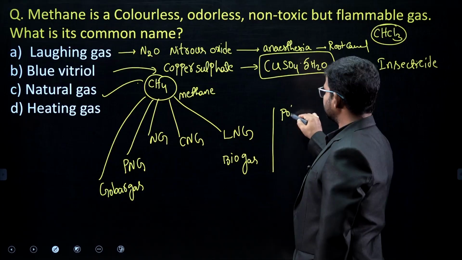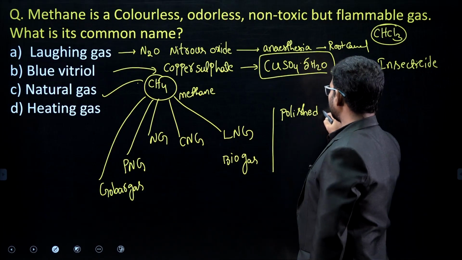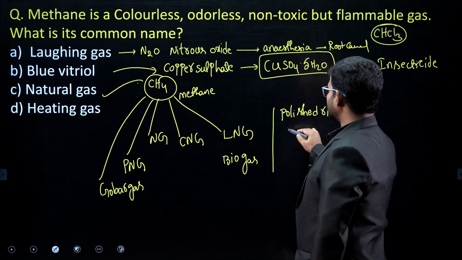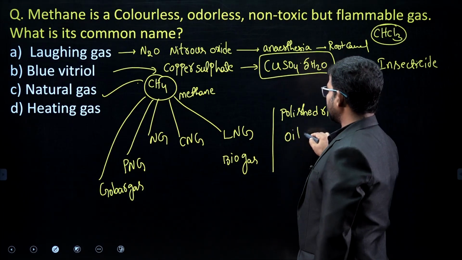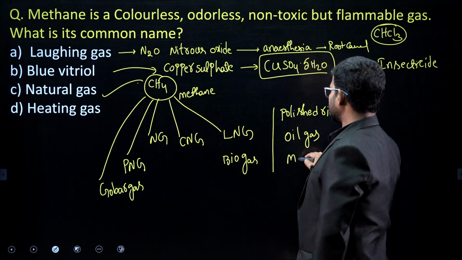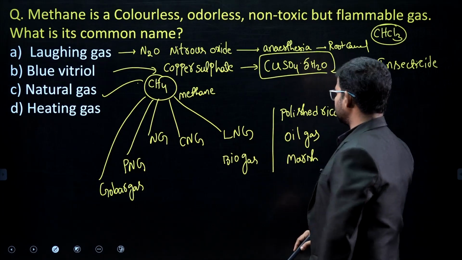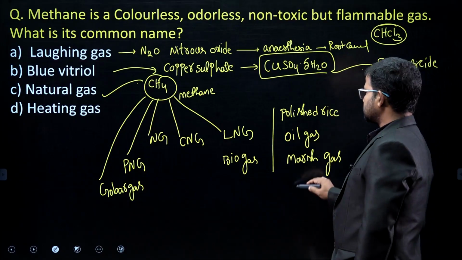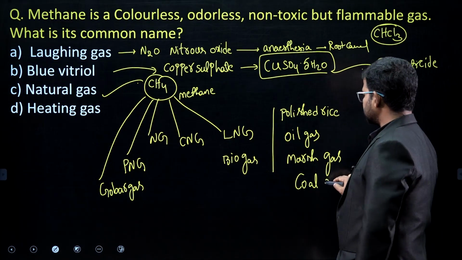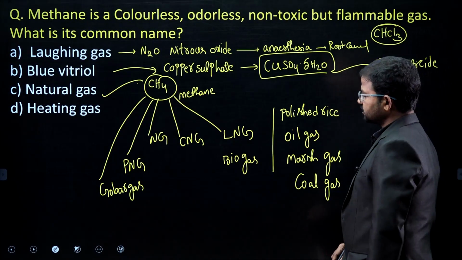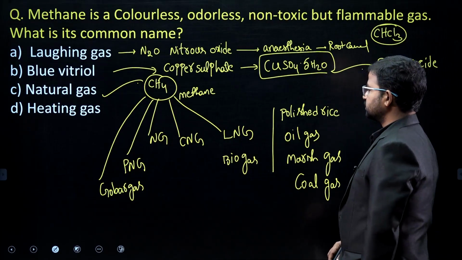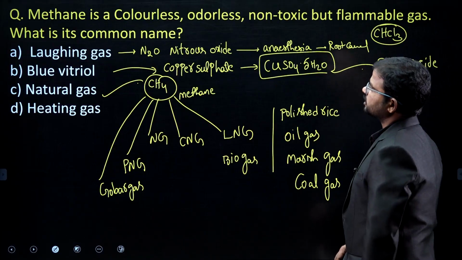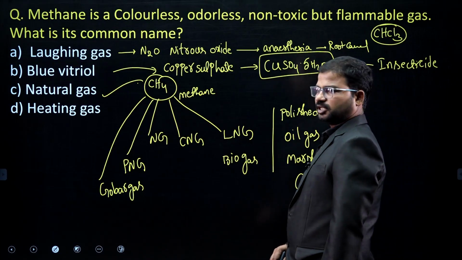Next, polished rice. From polished rice also we are getting the same chemical. Next, oil gas. Next, marsh gas. Only from coal mines we can observe this marsh gas. Of course, it is a poisonous gas. Next, coal gas. These are all considered some of the common names of methane: natural gas, biogas, CNG, LNG.